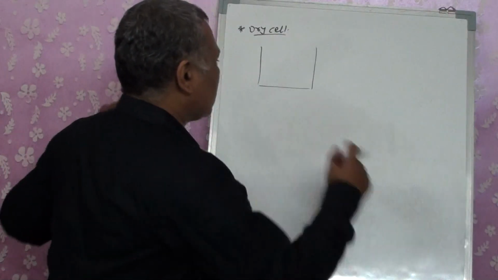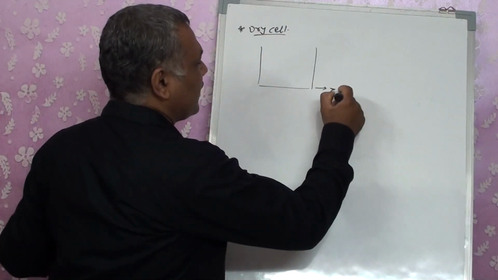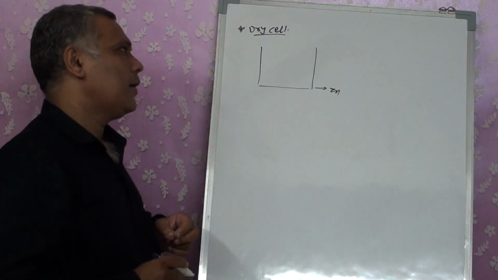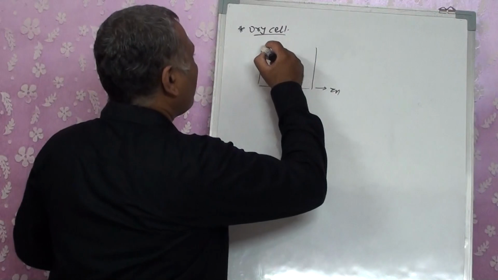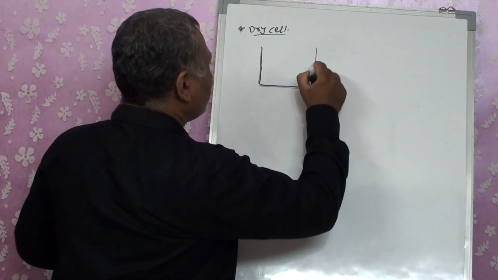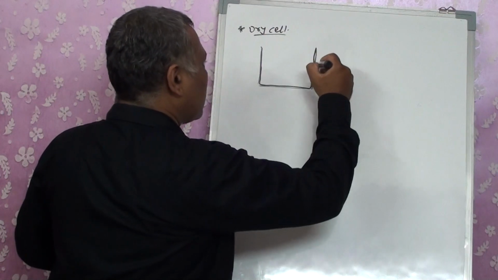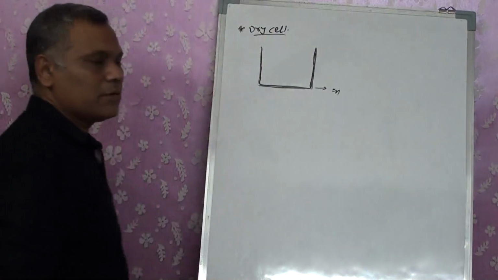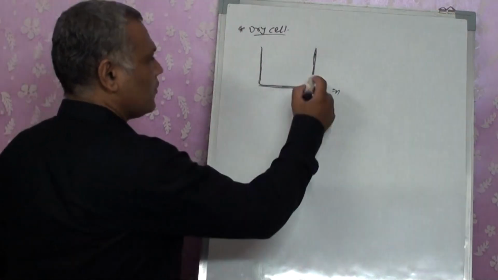What is it? It's a container made up of Zn. It's a zinc container, right? In the zinc container, a porous paper is placed around it so that it does not come directly in contact with the chemicals. That is the porous paper.